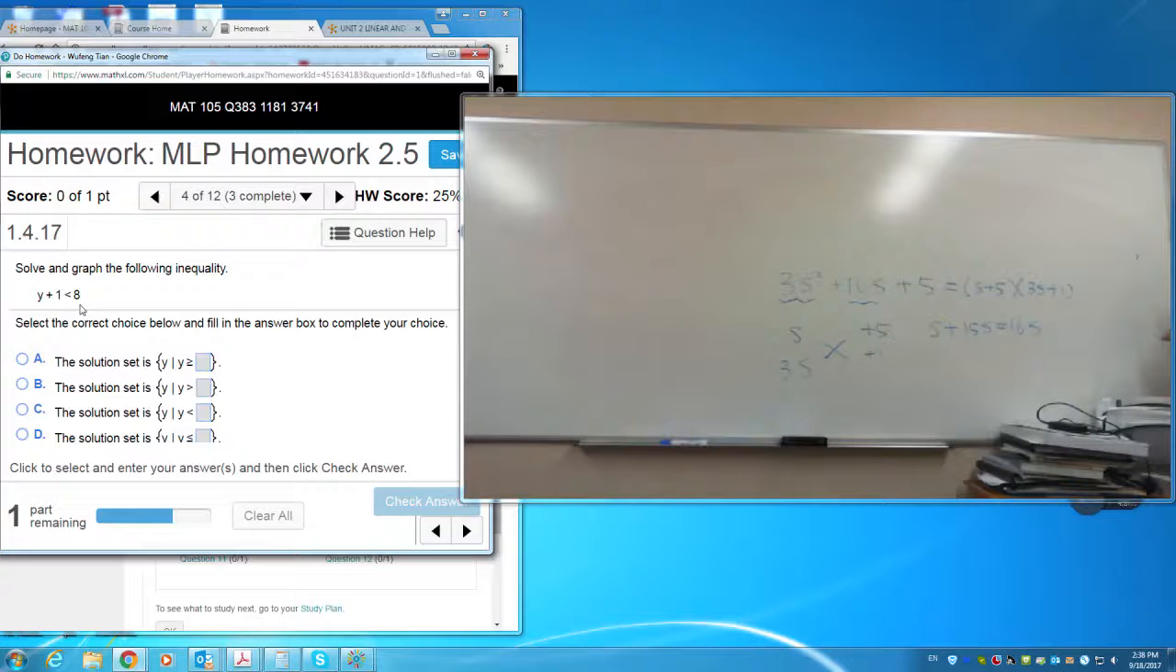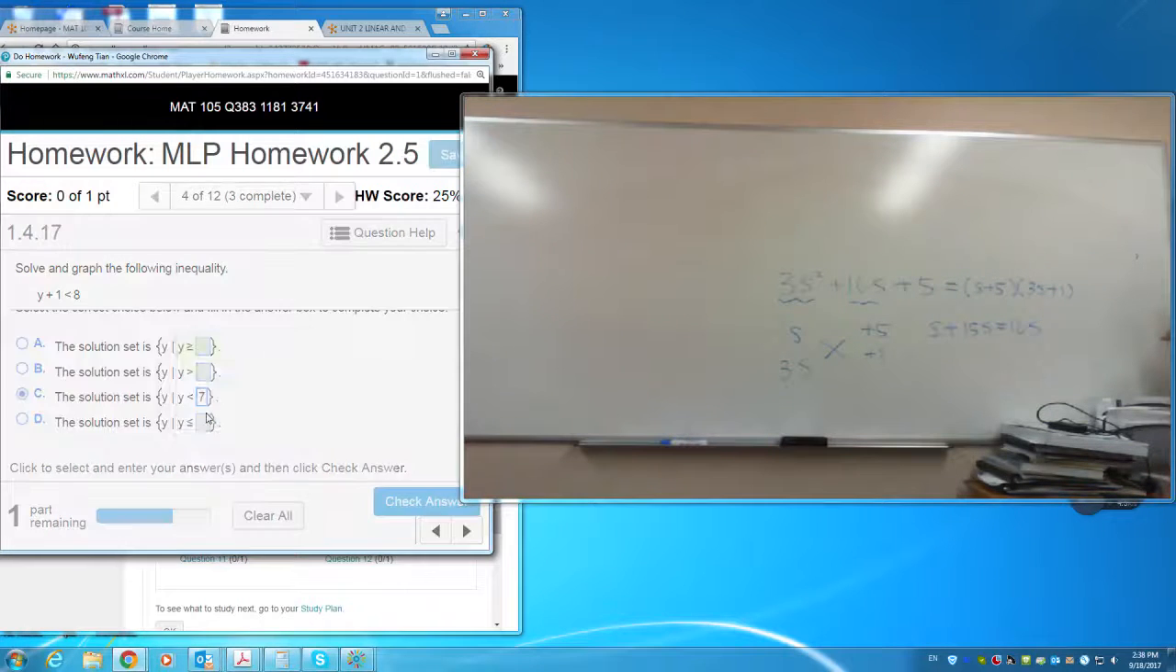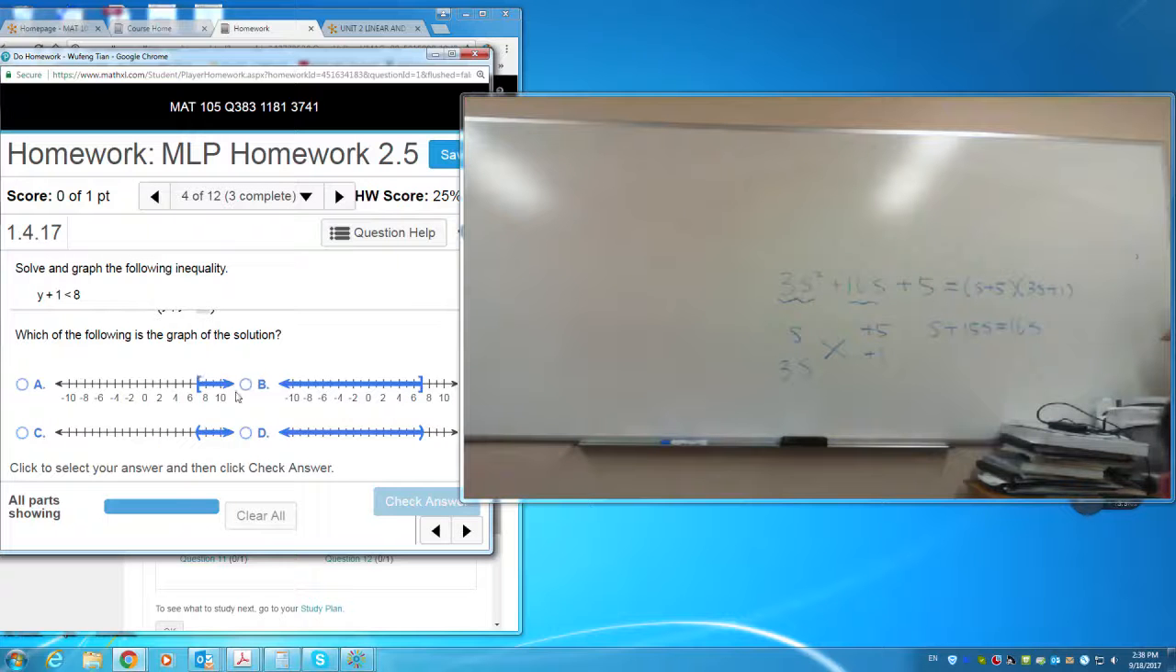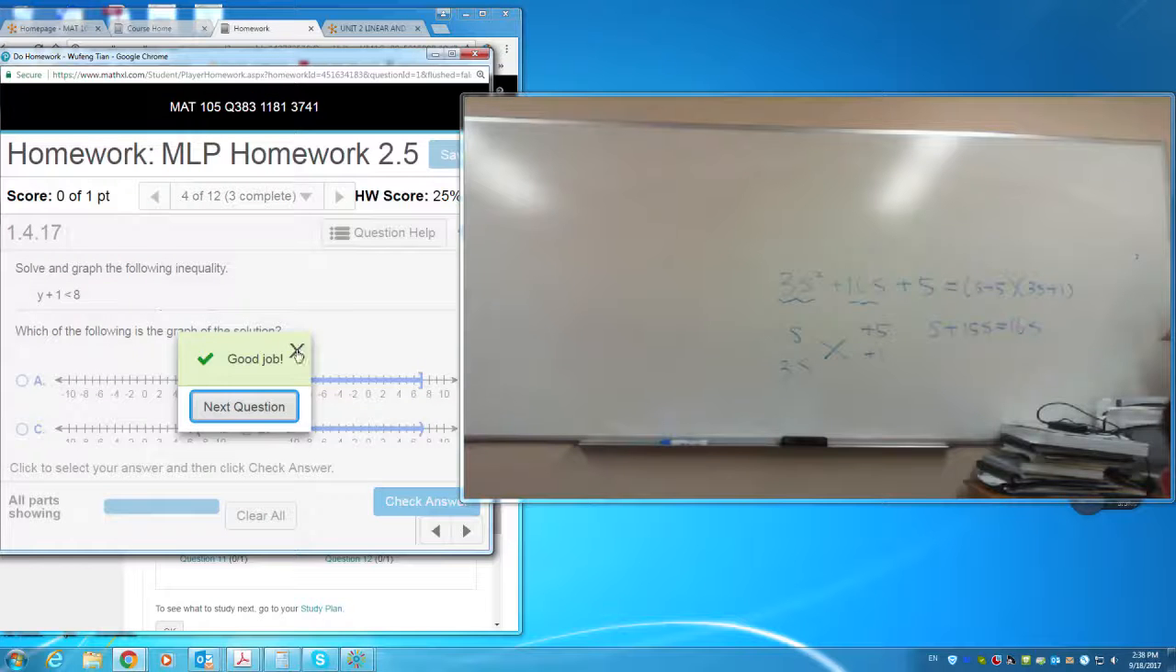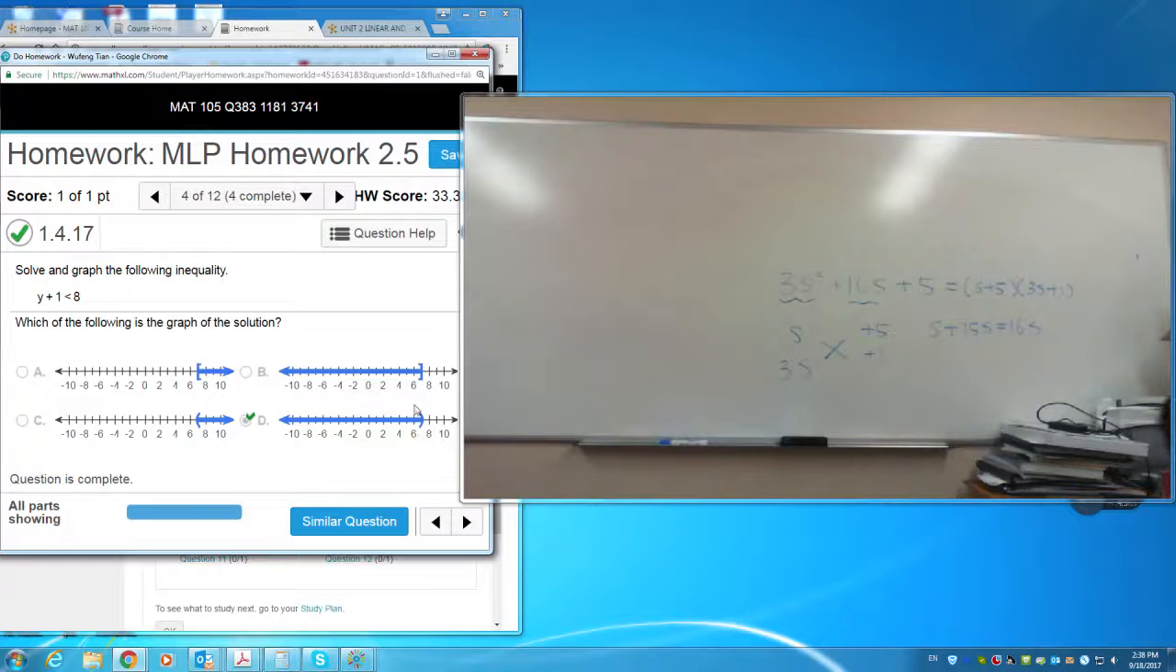y plus 1 less than 8. Subtract 1 from both sides, so y is less than 7. Less than 7 goes to the left. Choose 7. You may say there is a bracket and a parenthesis. Parenthesis means strictly less than. Brackets mean less than or equal to. So we choose parenthesis because there's no equal sign here, just a strictly less than.